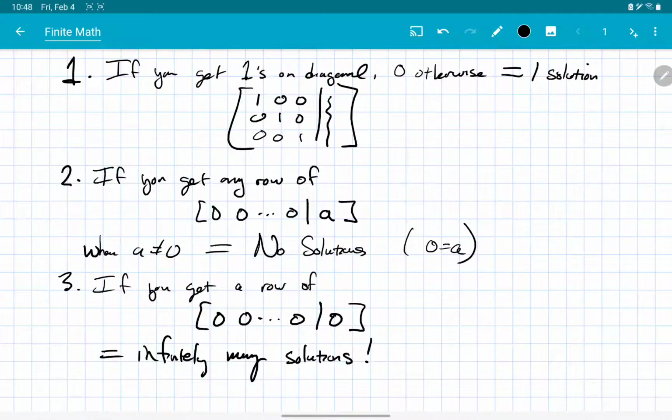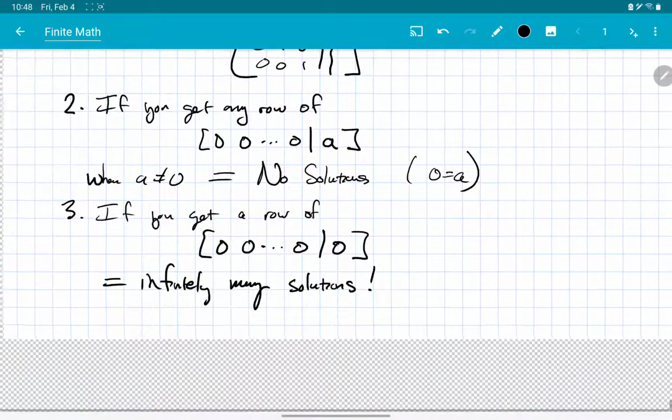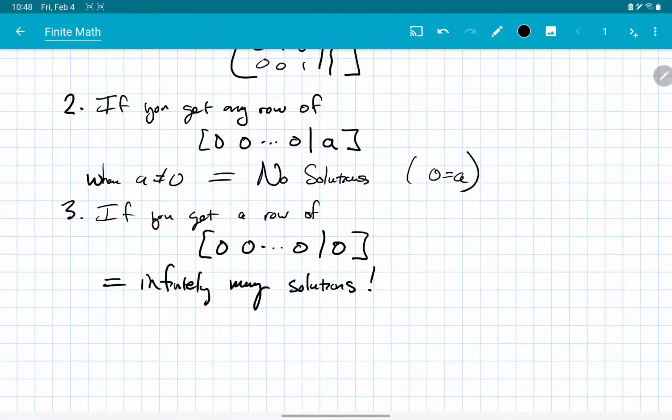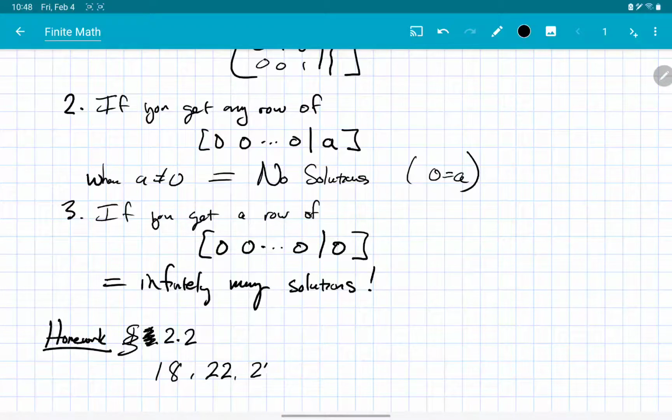All right. Now, we don't have a lot of time, so I'm just going to write down the homework problems. This is section 2.2 in the textbook. Problems 18, 22, 24, 26, 28, 30, and 32. Okay, so just 7 problems for you. This will be due Monday. And as I said, Monday we will be doing review for the first exam, which comes on Wednesday.